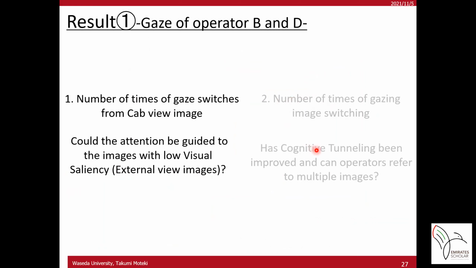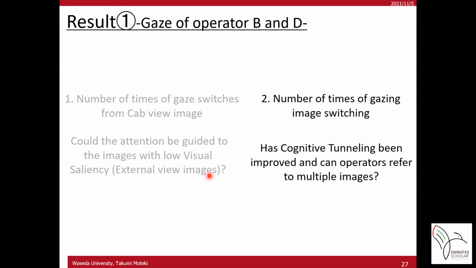Here are the results of the gaze analysis of the experiments. We focused mainly on two parameters of operator's gaze. First, from the number of times of gaze switching from the cab view image, we analyzed whether the attention could be guided to the images with low visual saliency. Second, from the number of times of gazing image switching, we analyzed whether cognitive tunneling is improved and multiple images can be referred to.